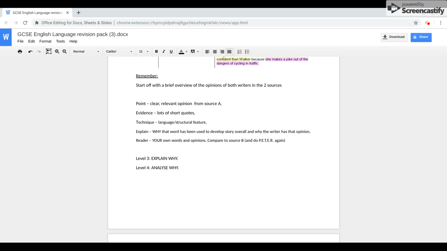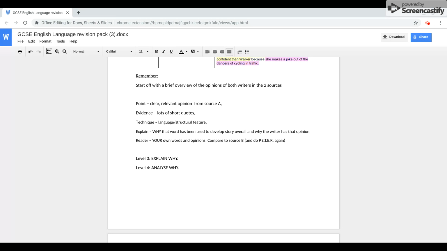And make sure you're explaining the effect on the reader, and that's no generic statements about making the reader want to read on or intriguing readers. This is about you. It's your exam. Your opinions count. We need to know what you think in your own words. And in doing so, make sure that, again, you compare to source B and you do your Peter paragraph again. Don't forget your levels.